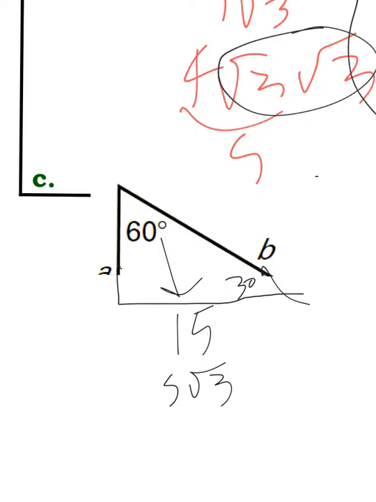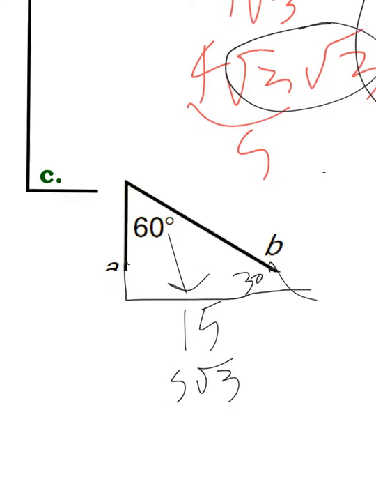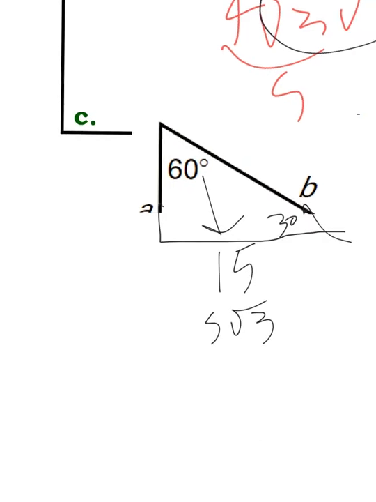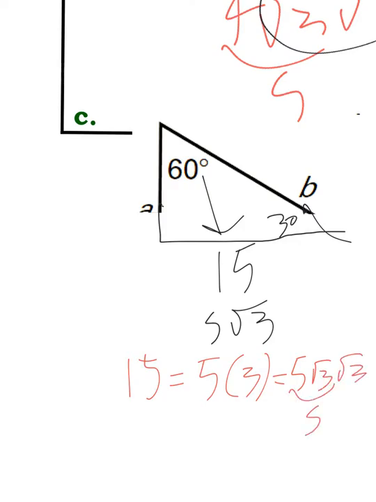Well, this one's got a square root 3. I got to make square root 3 a factor of 15. So I'm going to divide it by 3. I got to make 15 look like S square root 3. So 15 is 5 times 3. 5 times 3 is the same thing as saying 5 times the square root of 3 times the square root of 3, which means this is my S, and that's the extra radical 3 from the S radical 3 side.